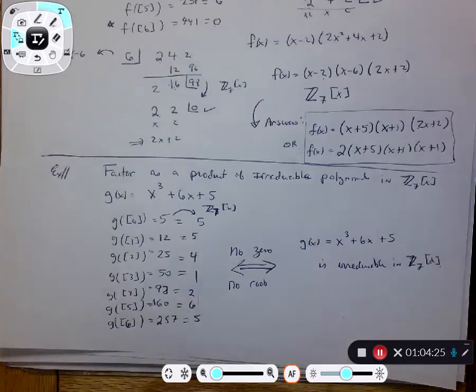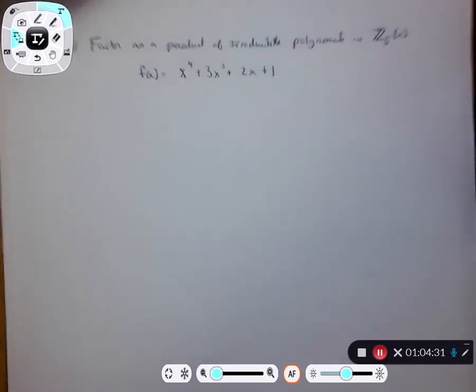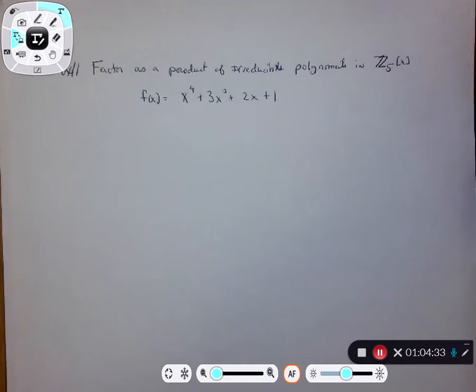So, one more example. I'll put one similar to this one on your homework that'll be due. Let's take a look at this guy. This one says: factor as a product of irreducible polynomials in Z5. I change it up on you. Z5 adjoin x.